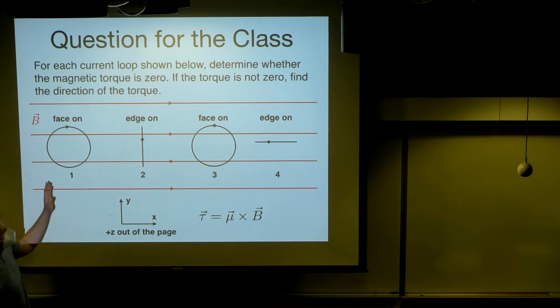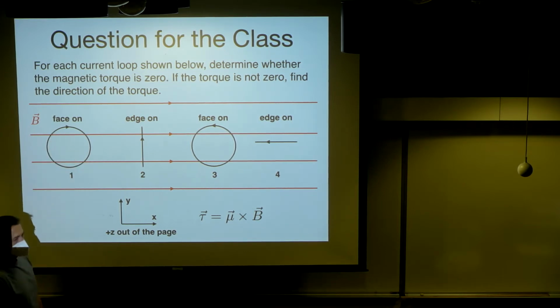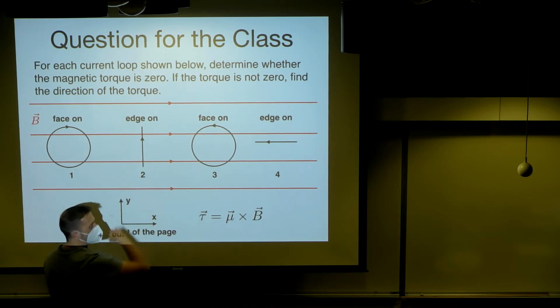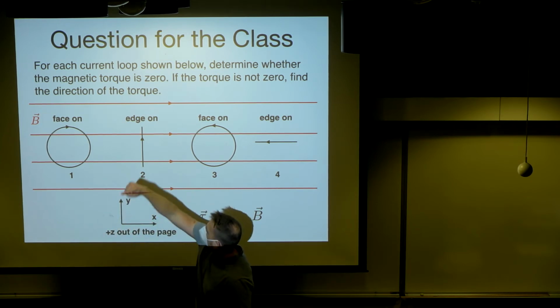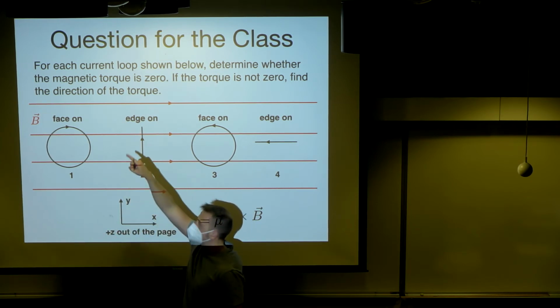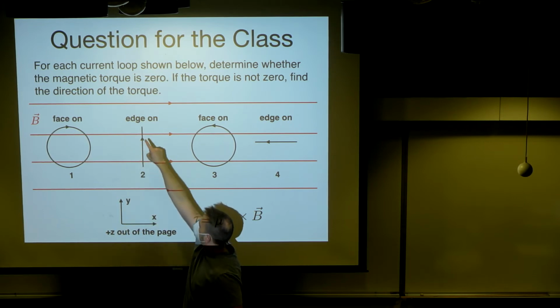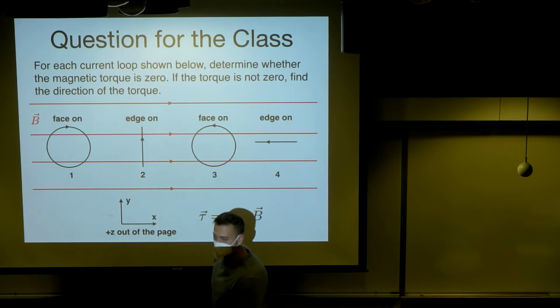We have four different loops to work out, okay? In the first case, you're seeing the loop face on, and the current is going this way. In the second case, you're seeing the loop edge on. So to be clear, what's happening is the current is flowing like this. That's what this arrow is representing. You're seeing the side closest to you with the current going up, the side furthest away from you, the current's going down like this, okay?